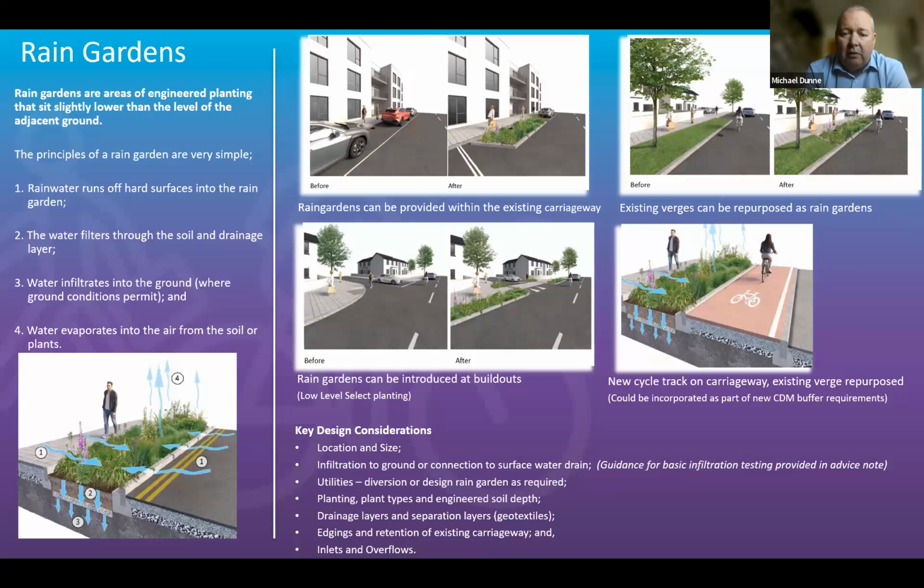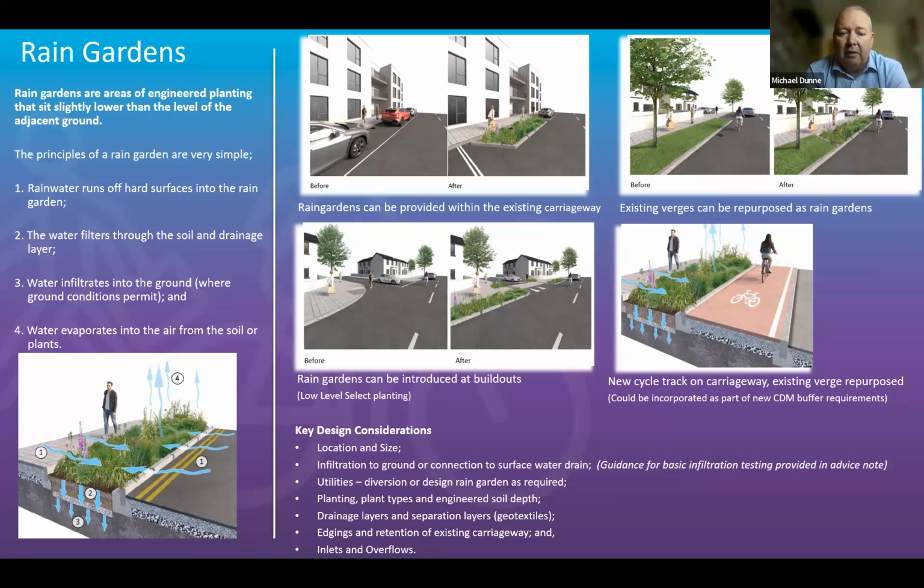There are some key considerations. I'll just very briefly touch on them, but they are covered in more detail in the advice notes. So location and size: rain gardens can be pretty much any shape, so location shouldn't really be an issue, and for size, anything, I think, is a betterment. You need to consider if it's infiltration to ground or connection to a surface water drain. We all probably know of infiltration tests in accordance with BRE 365, but there is a basic infiltration test advice provided in the advice note, which I find helpful.